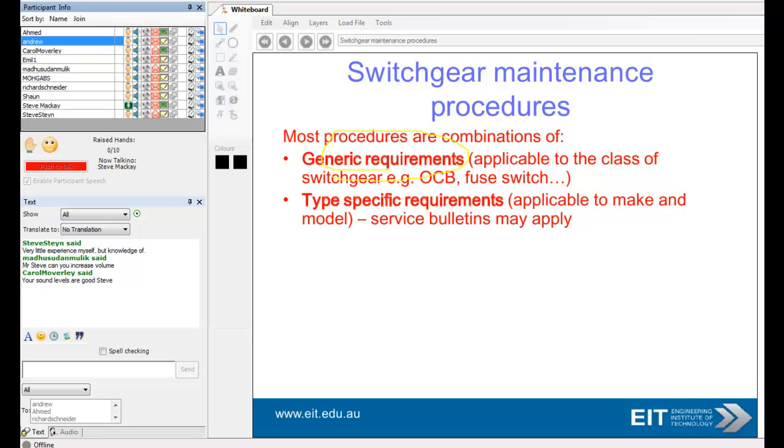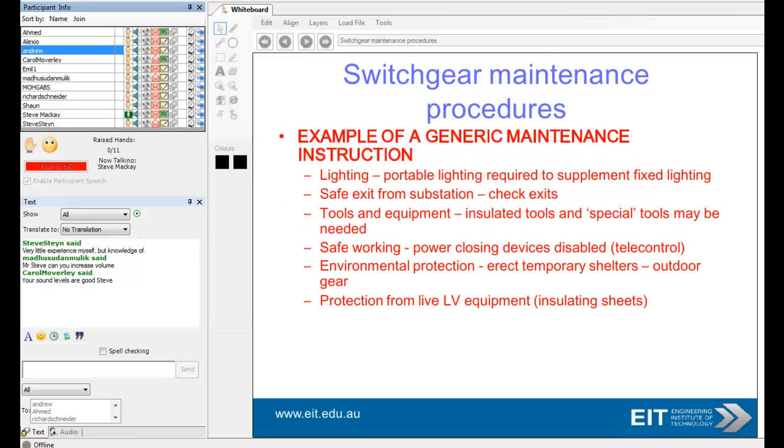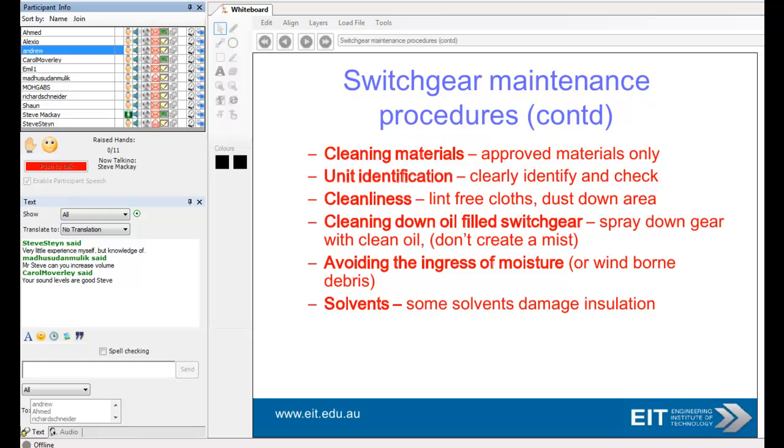Switchgear maintenance procedures really are a combination of generic requirements and, obviously, type-specific ones. In other words, we can talk generally about switchgear maintenance, but you also need to look specifically at the type of switchgear you've got. Generic instructions are, for example, lighting, portable lighting required, tools and equipment, safe working, environmental protection, and protection from other live equipment. That's your generic maintenance instruction.